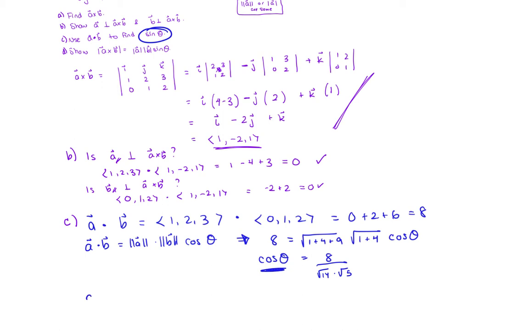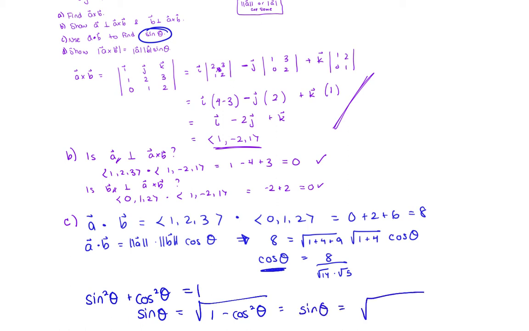What we have to use here is the fact that sine squared of theta plus cosine squared of theta is equal to 1, which means that the sine of theta is just the square root of 1 minus cosine squared theta. So let's try that. I get that sine of theta is the square root. I'm going to use the positive square root here because we're going to assume we have an angle in the top half, so the first or second quadrant. So it's somewhere between 0 and 180. So I'm going to get the square root of 1 minus, and then I'm just going to square this cosine. So 64 over 14 times 5.